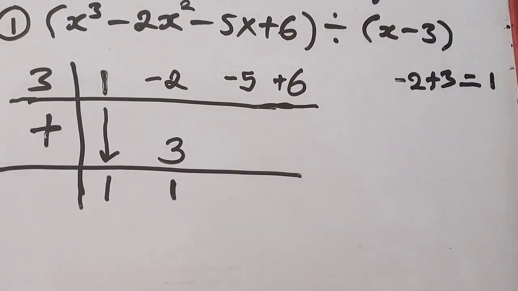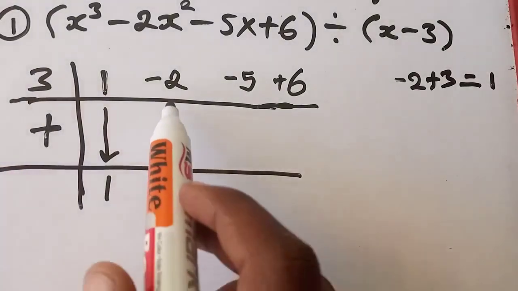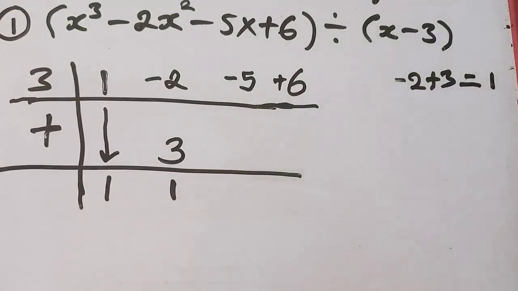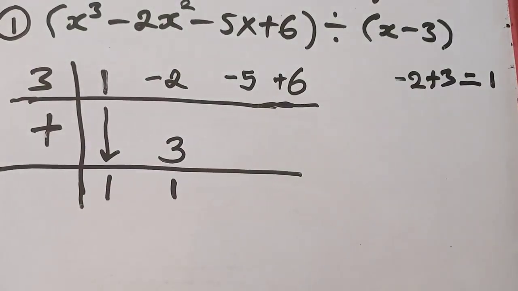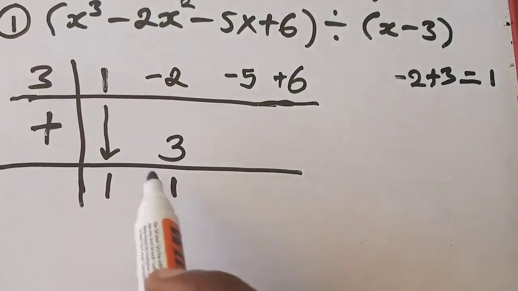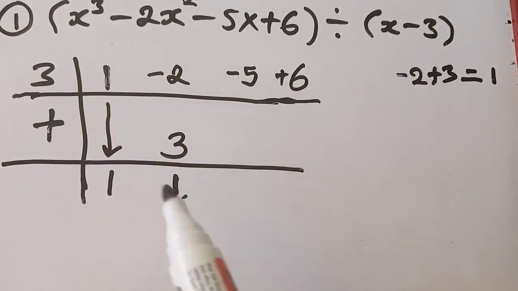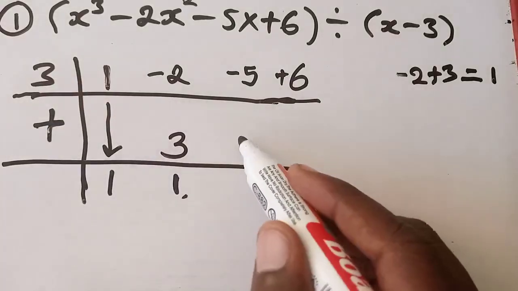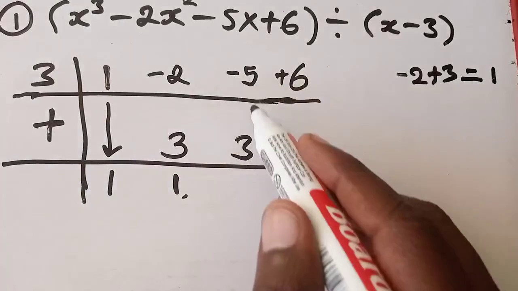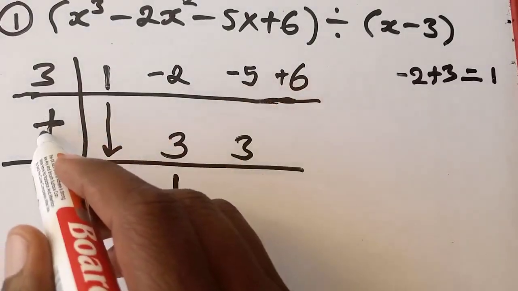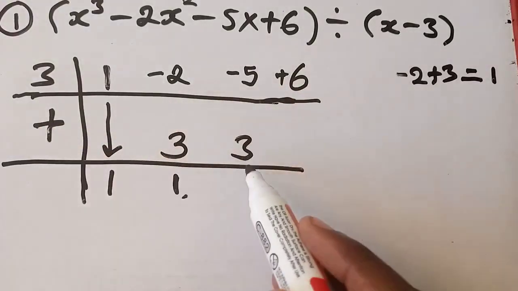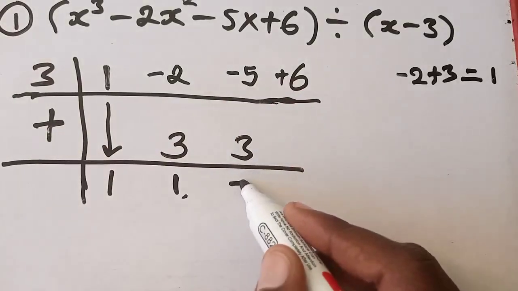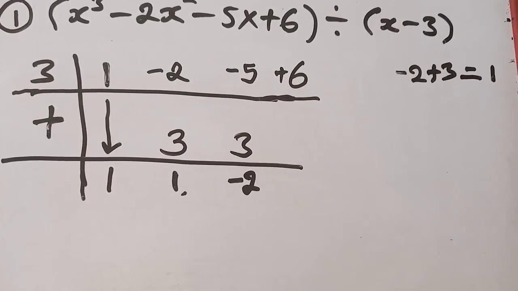Make sure that you understand. So what you do, you multiply this by that, you put the answer, then you add. As simple as that. So the next thing that you're going to do, again, you are going to multiply. So you're going to be repeating the same thing. You multiply 3 times 1, it is 3. Then here, you need to add negative 5 plus 3. So negative 5 plus 3, your answer is negative 2. That is your answer.